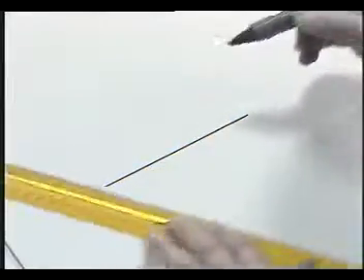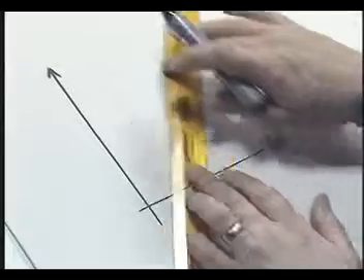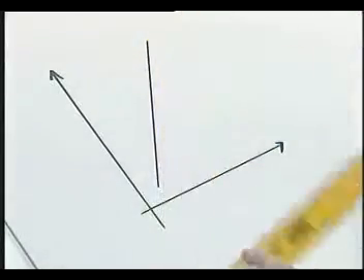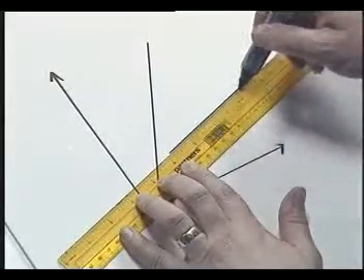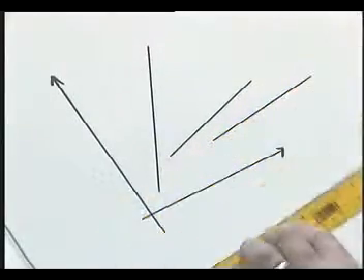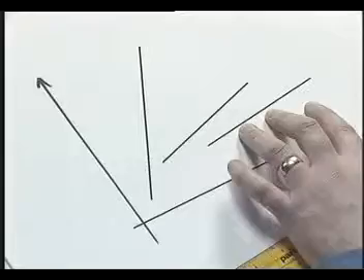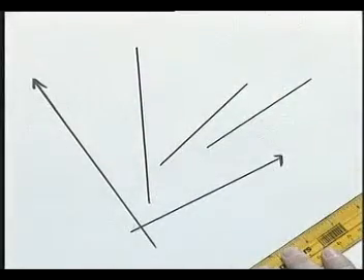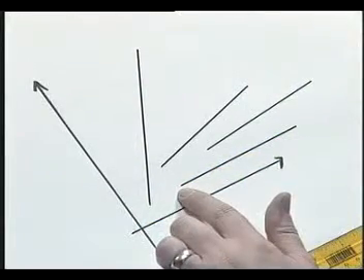The gradient of a line is a measure of how steep that line is. We may have a very steep line like that, and the gradient will be larger than a line which is a bit more shallow. So lines that are fairly shallow, like this one, will have fairly small gradients. Steep lines have large gradients. And lines which are horizontal will have zero gradients.